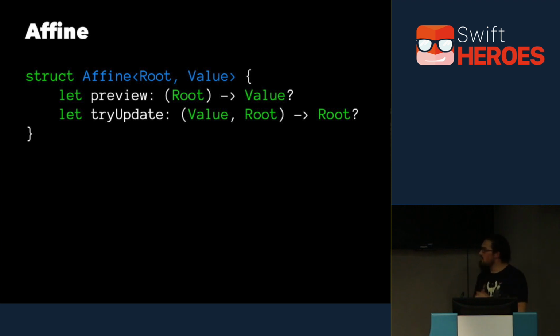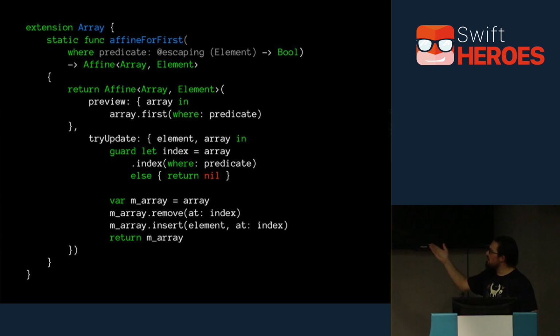This is a very, very interesting optic, because if you ever wanted, for example, to operate on a value inside an array, for example a value at a certain index, or the first value that matches a predicate inside an array, we can actually define an affine for that. This code is exactly that. This is an affine for first where I pass a predicate. This is an extension on Array, by the way. I pass a predicate that takes the element and returns Bool, and it returns an affine that will focus on the first value that the affine finds matching a certain predicate.